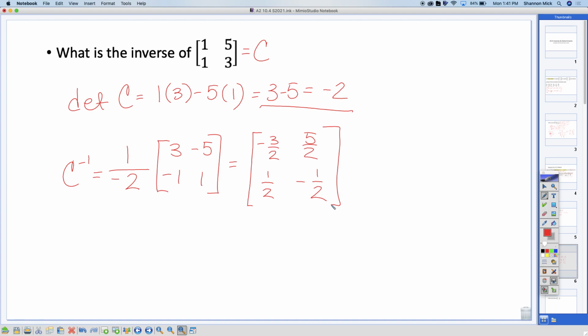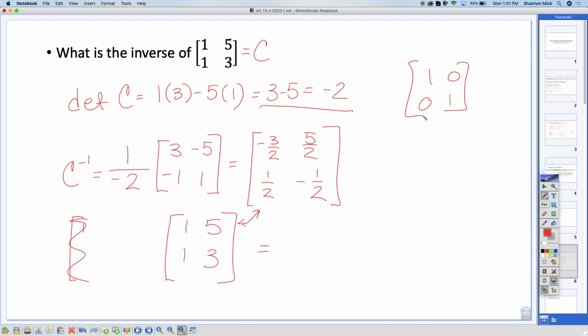1, 0, 0, 1, right? I'm just going to write it next to it so I don't have to copy it all down again. When I find the product of these two, I should get what matrix? The identity matrix. So I'm going to get a 2 by 2 and a 2 by 2, and I'll end up with a 2 by 2, right?